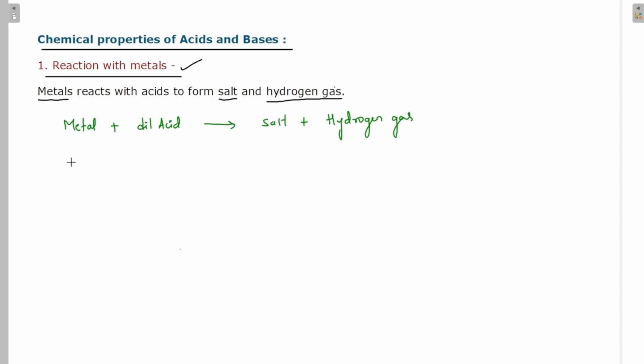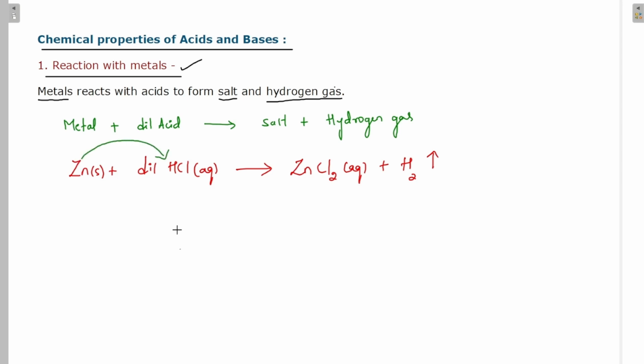Let's take zinc as an example. Zinc is a metal. When it is made to react with dilute HCl, that is hydrochloric acid, it is solid, aqueous. There is a formation of salt, zinc chloride, and there is evolution of hydrogen gas here. See, zinc being more reactive than hydrogen, it will displace hydrogen from this dilute acid to form zinc chloride, and there is evolution of hydrogen gas here.